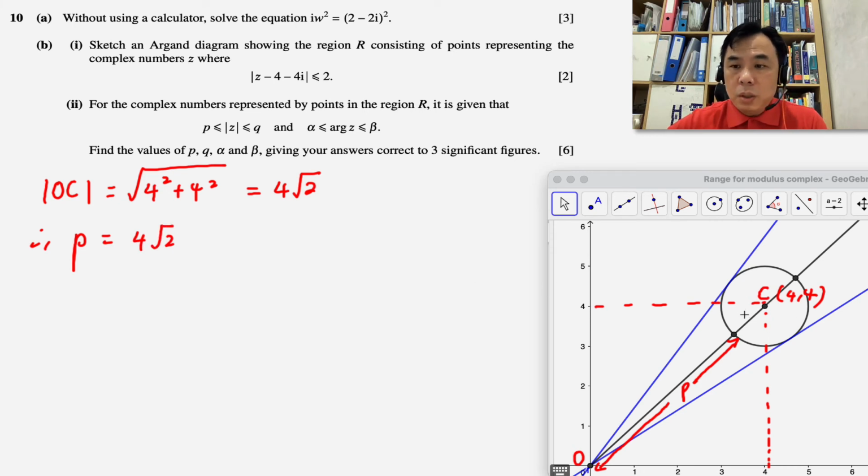We know the radius of this circle is 2 units long, you can see that here. Therefore, we're going to subtract that, and there you go. That's the value for P. I hope that is clear.